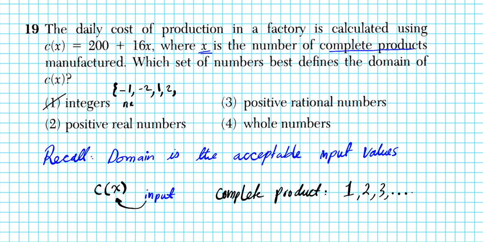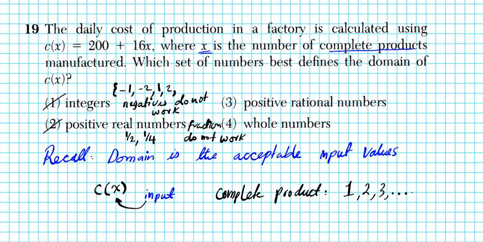Okay? Because negatives do not work. You cannot produce negative items. Number 2, positive real numbers. Real numbers include rational and irrational numbers. So you could have 1/2, 1/4. These are fractional and they're not complete products. They represent a fraction of a product. So that should be eliminated also because fractions do not work.